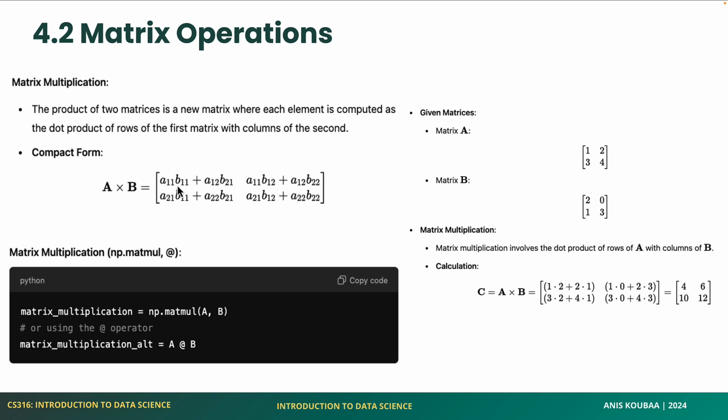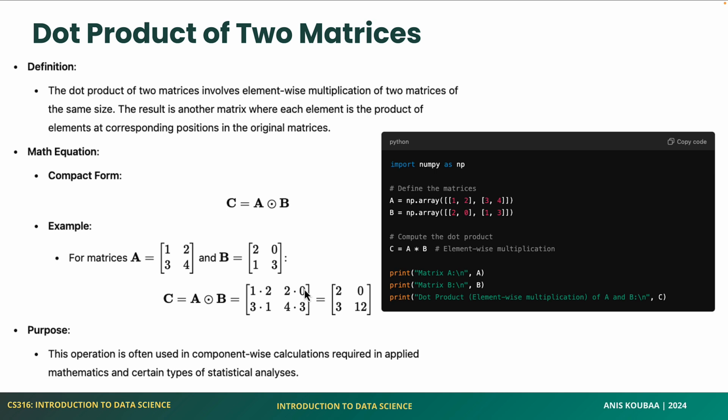Okay, A11 B11 plus A12 B21. You know the index must match between the k here, the j here and the i here. So this is pretty much simple. We can also use the @ operator, and you should not confuse dot product with matrix multiplication. They are 2 different things. So this operator is for matrix multiplication. You can also use the @, but the dot product is something different.